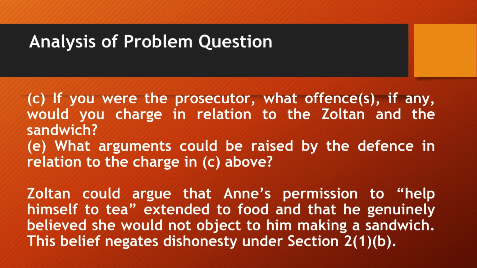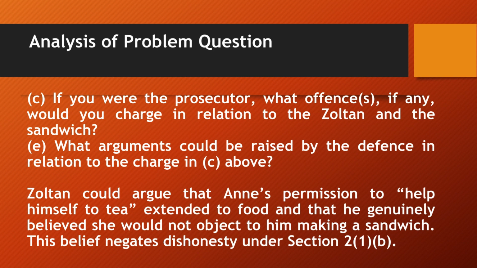In the same scenario, what arguments could be raised by the defense in relation to the charges? Zoltan could argue that Annie's permission to help himself to tea extended to food and that he genuinely believed she would not object to him making a sandwich. This belief negates the dishonesty under Section 2(1)(b).